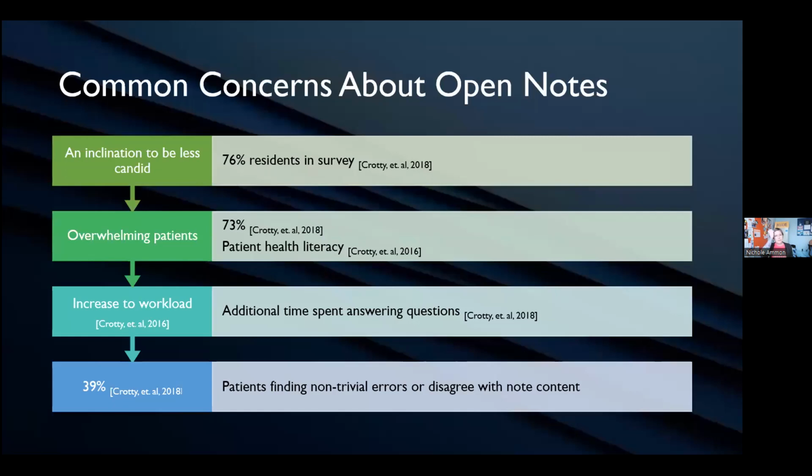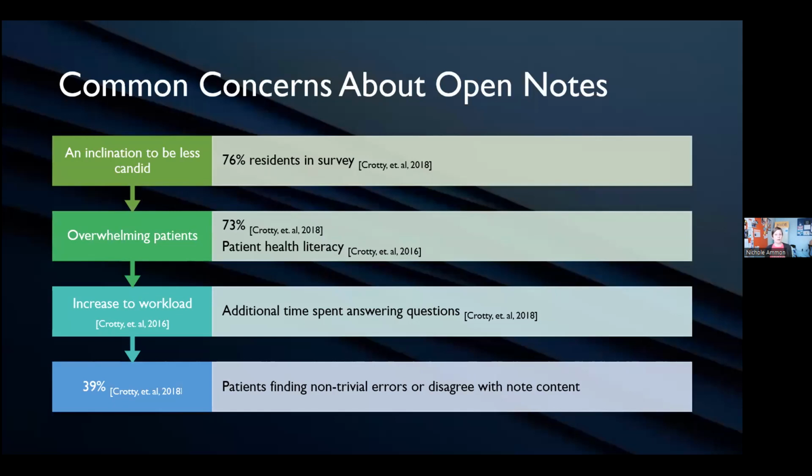So common concerns that have been noted throughout the literature from not only supervisees and trainees, but also folks more seasoned in clinical practice. The concern being, maybe I'll want to be less candid in my note writing. And about 76% of residents in a survey noted that they thought they would be less candid. But there's lots of value in being candid, even if that's required, even in full transparency. It just requires us being a little bit more thoughtful.